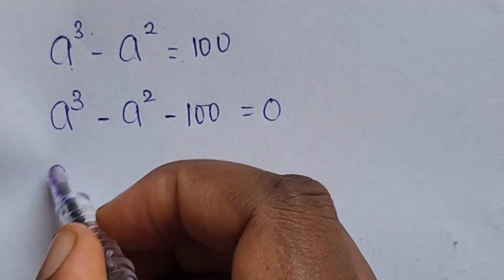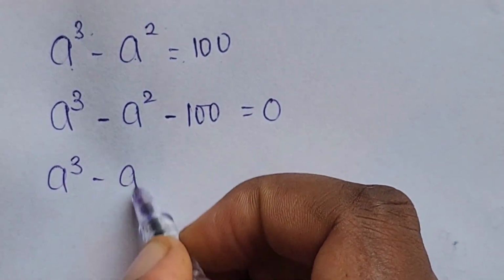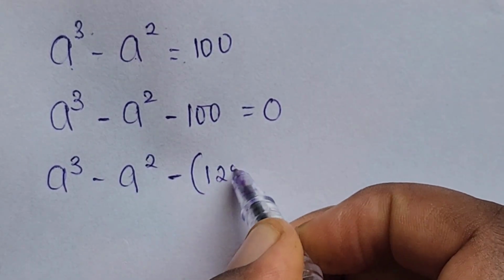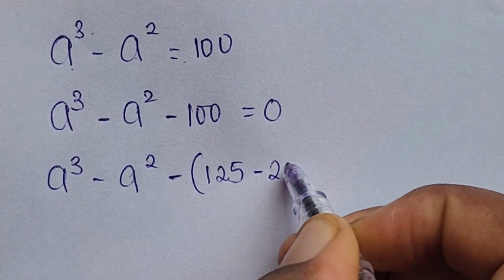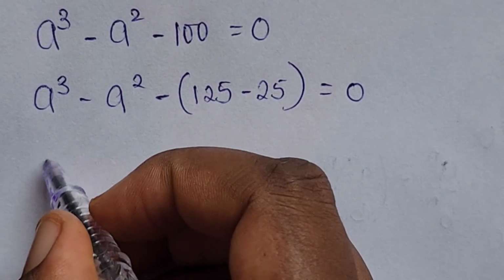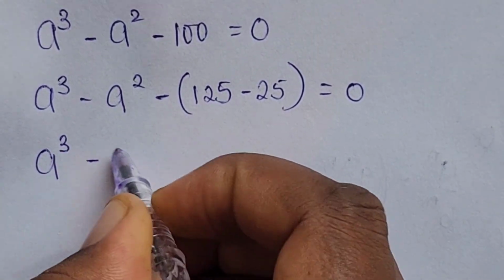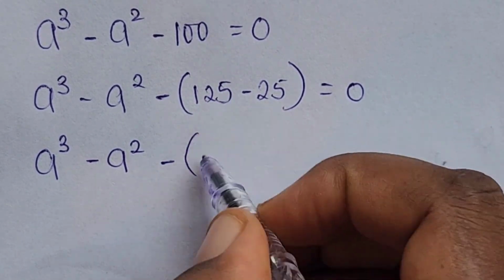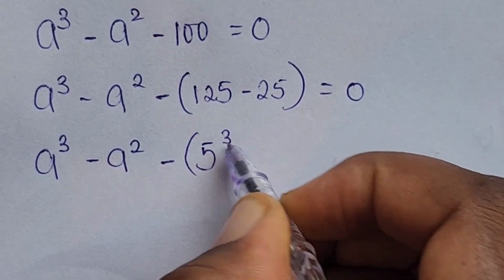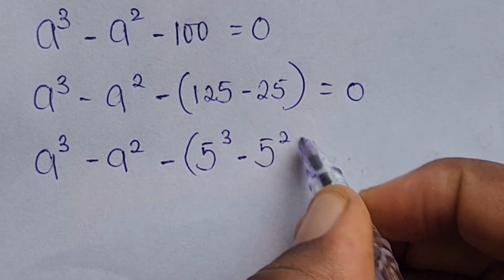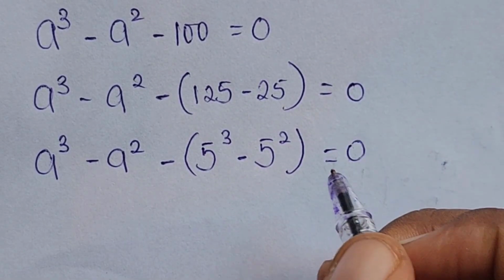From here we have a to the power of 3 minus a squared minus our 100, which is the same as 125 minus 25, and this is equal to 0. So we have a to the power of 3 minus a squared minus our 125, which is the same as 5 to the power of 3. Our 25 is the same as 5 to the power of 2, and this is equal to 0.